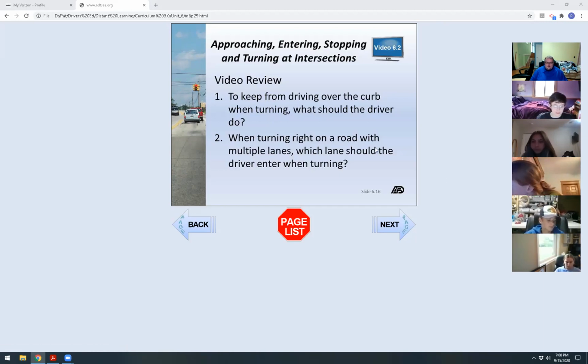When turning right on a road with multiple lanes, which lane should the driver enter when turning? So I'll take this one because it's really in depth.